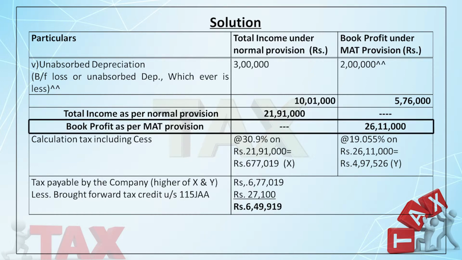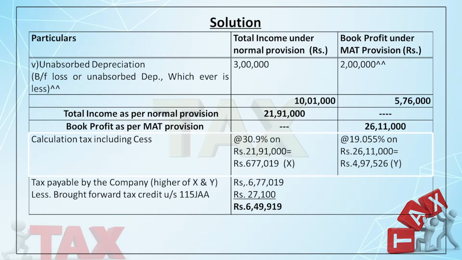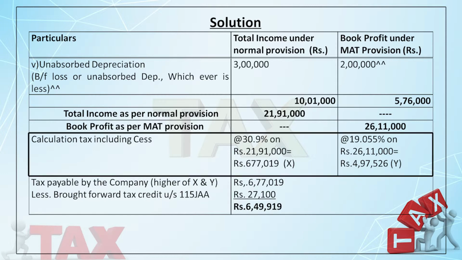Now, you may apply the tax rate. In case of normal provision, it is 30.9%, that is, the cess has been considered here, and it is marked as X. And as per book profit, you have to consider the tax rate at 18.5%, and you have to include the cess. So, it comes to 19.055%. So, it is marked as Y.